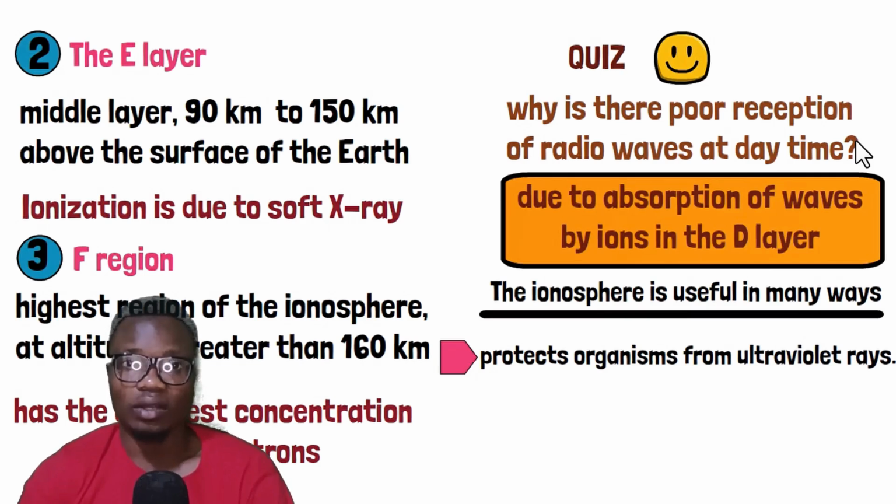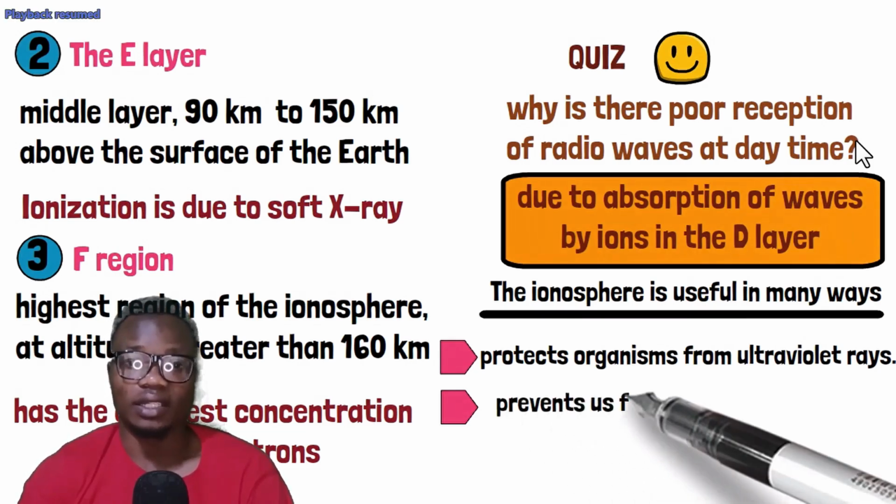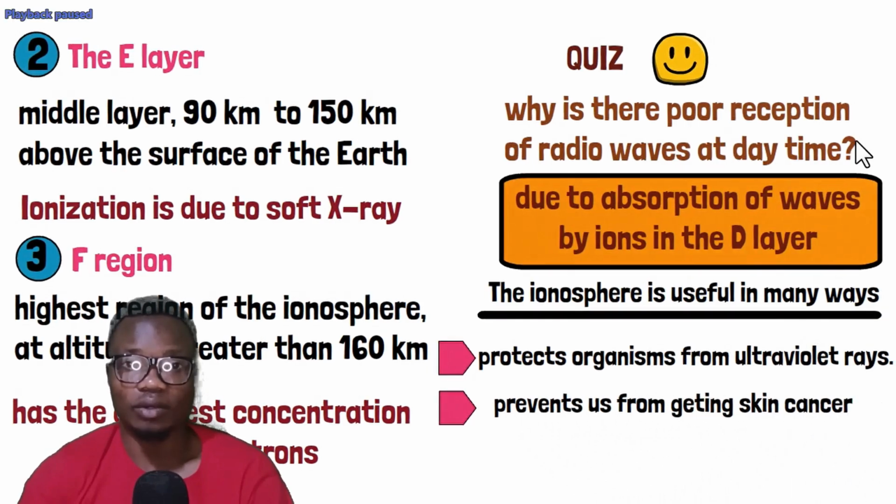But also, UV rays are responsible for causing skin cancer in human beings. Skin cancer can be caused by an excessive amount of UV radiation. Now, the presence of the ionosphere helps in absorbing the excess amount of UV radiation. So it prevents us from getting skin cancer.